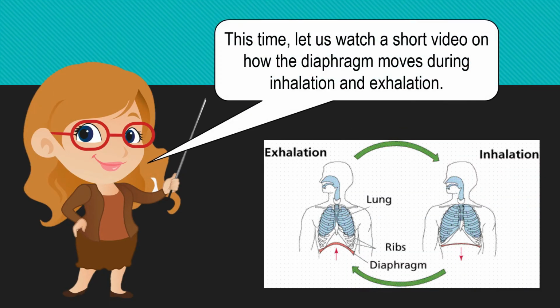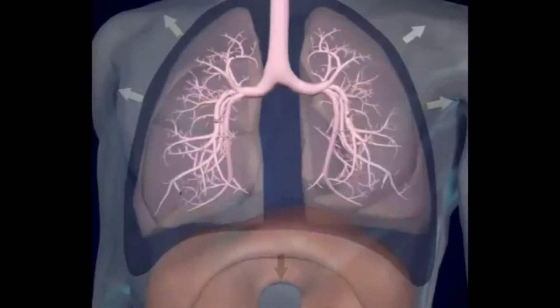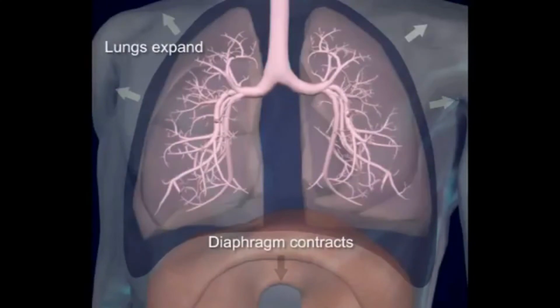This time, let us watch a short video on how the diaphragm moves during inhalation and exhalation. During inspiration, the diaphragm contracts and increases the volume or area of the thoracic cavity. This increase in volume results in a decrease in pressure in the lungs, which causes air to rush from the atmosphere, a higher pressure, into the lungs, a lower pressure.